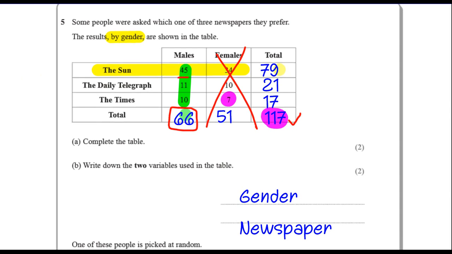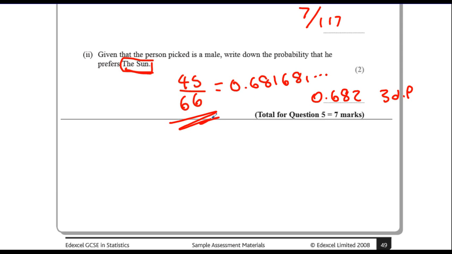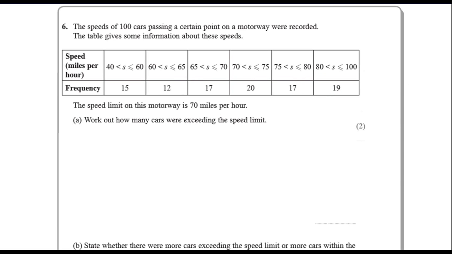45. Okay, so it's 45 out of 66, which if you want you can find as a decimal by typing it into your calculator, and you get 0.681, with the 681 recurring, so it would be another 681, etc., carrying on forever. So we would say 0.682 to 3 decimal places, but to be fair, probably just leave it as a fraction, safer and more accurate. Question 6.